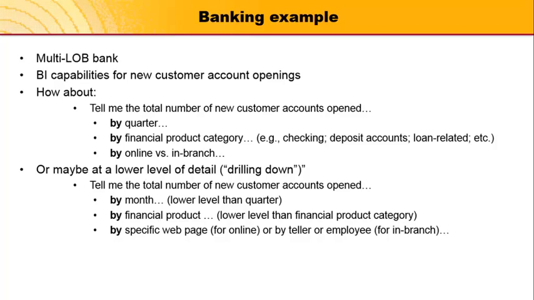Tell me the total number of new customer accounts that were opened by quarter, by financial product category, so checking, deposit accounts like savings or CDs, loan-related accounts like a mortgage or a credit card. We also want to look at how many were done online versus people actually walking into a branch. So again, that same word by shows up, and we're looking at a specific set of information by, in this case, quarter, financial product category, and then the online versus in branch.